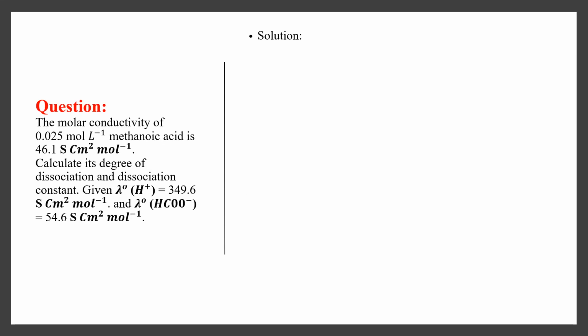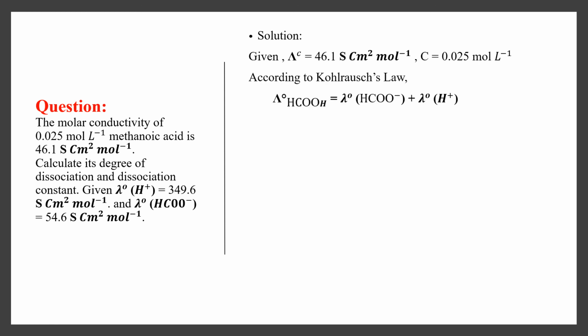Next question: the molar conductivity of 0.025 mole per liter methanoic acid is 46.1 Siemens centimeter square mole inverse. Calculate its degree of dissociation and dissociation constant. Here we have to calculate the value of alpha, degree of dissociation, and dissociation constant K, and some values are given here. So let's see the solution part. Given is the molar conductivity at any concentration, that is 46.1 Siemens centimeter square mole inverse, and the concentration is 0.025 mole per liter.